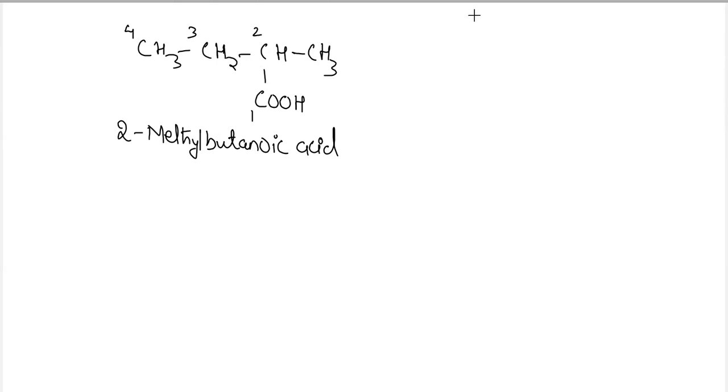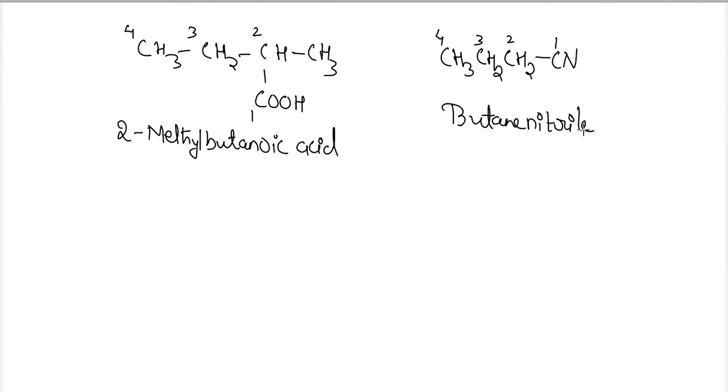Okay. Next, CH3CH2CH2CN. So here also the numbering will start from the carbon atom which is in the functional group only: 1, 2, 3, 4. Here the name of this compound will become butane nitrile or butane cyanide. Okay. Butane nitrile or butane cyanide.